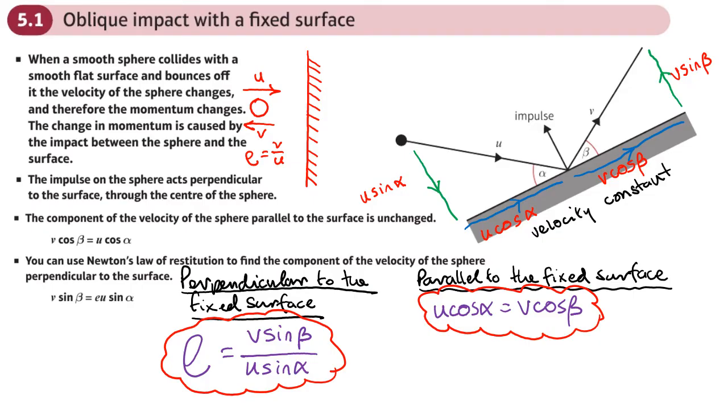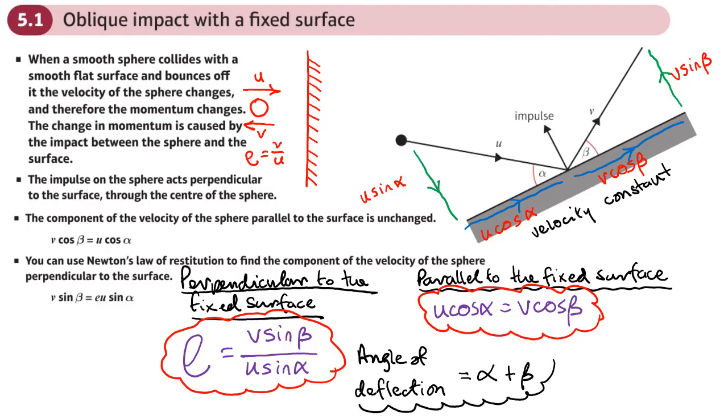And also in these questions, we may be asked to find the angle of deflection. The angle of deflection is the angle alpha plus the angle beta. It's almost like the total angle which the sphere or particle or object has moved through. It's moved through a total of alpha plus beta degrees. So that's what we call the angle of deflection.